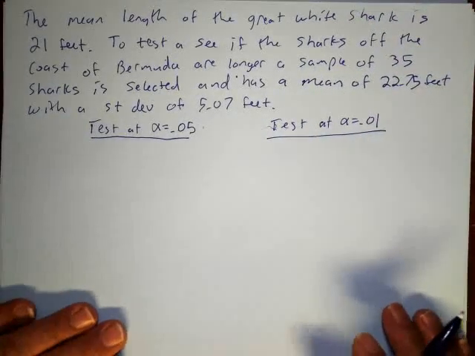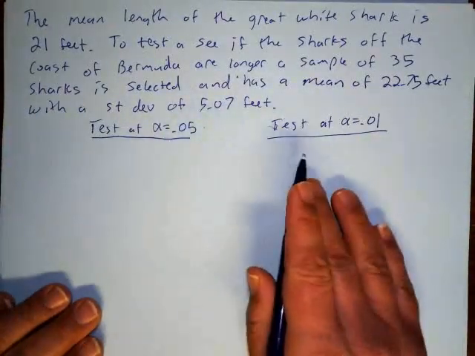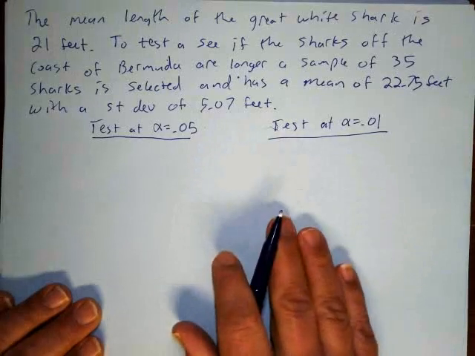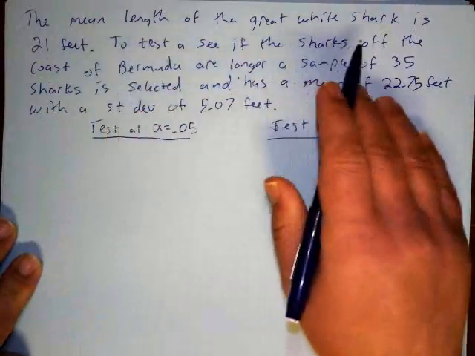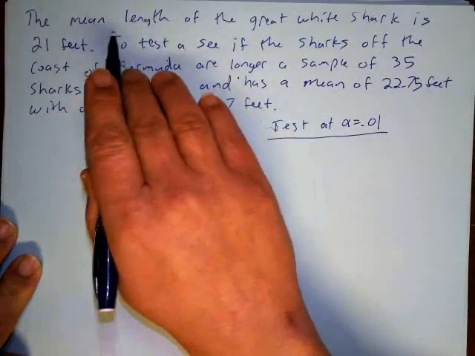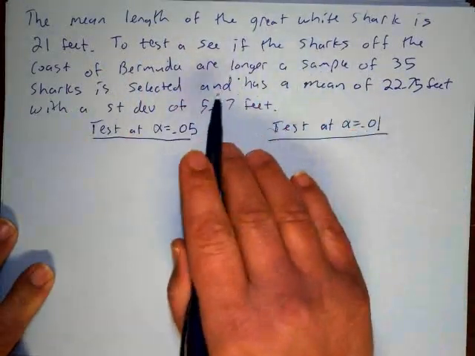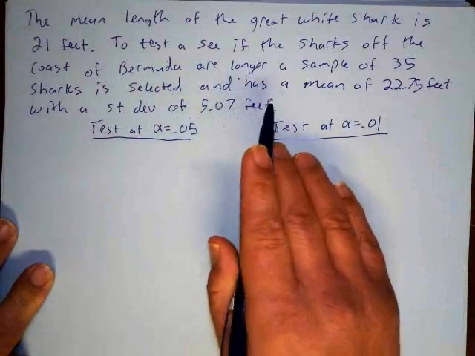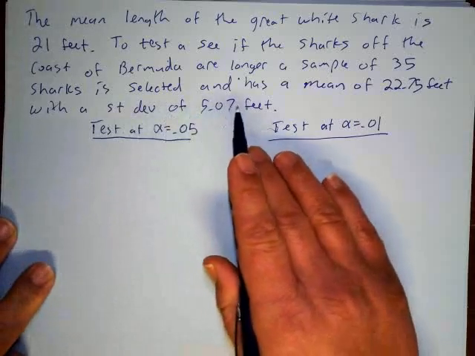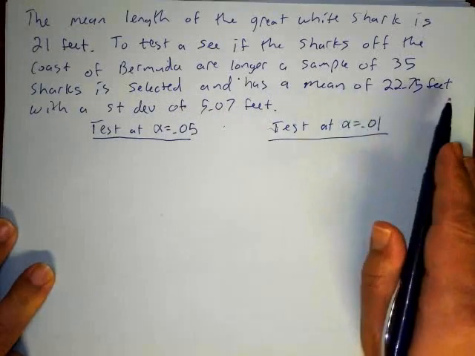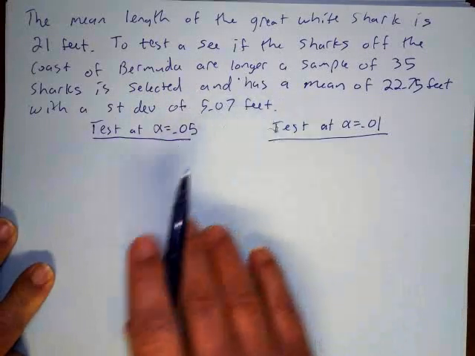Okay, so in this video what we're going to do is perform a hypothesis test at two different significance levels, and then compare the results. We're told that the mean length of the great white shark is 21 feet, and to test if the sharks off the coast of Bermuda are longer than that, a sample of 35 sharks is selected, with a mean of 22.75 feet and a standard deviation of 5.07 feet.